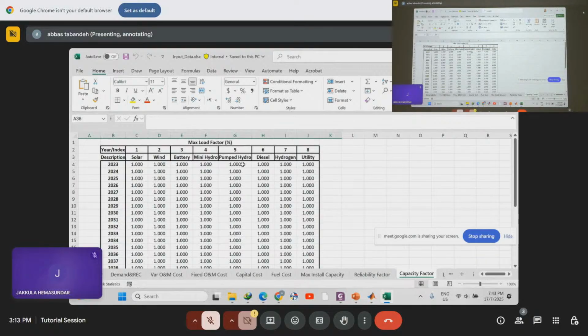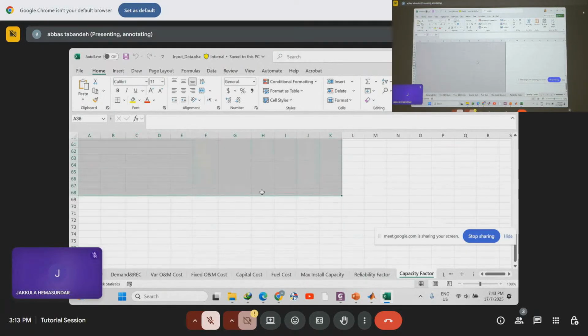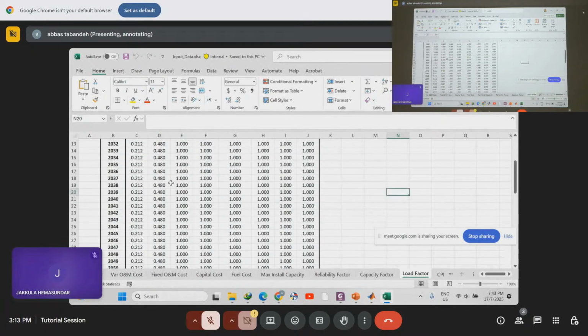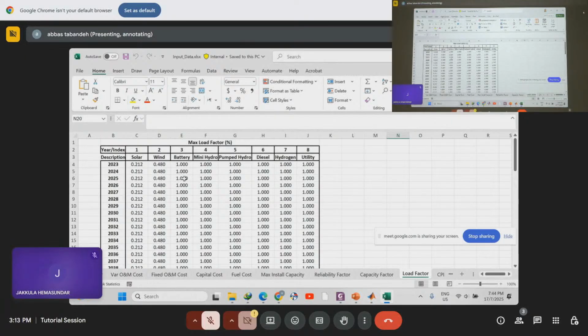And this is a maximum load factor that you can select and change. Capacity factor, load factor. Here we have used the load factor for renewable energy sources, and the load factor for reliable technologies is equal to 1. We have given them these values. However, you can change them based on the type of technologies that you would like to use.